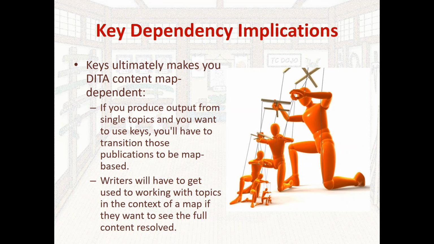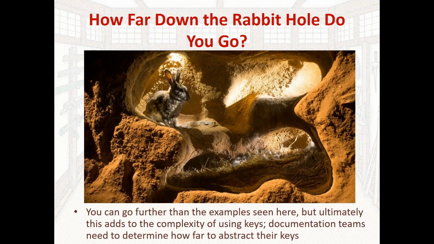And writers also have to get used to working with topics in the context of the map if they want to see the full content in the result. And then comes the next question: how far down the rabbit hole do you want to go? You can go further than the examples seen here in terms of complexity, but this ultimately adds to the complexity of using keys. Ultimately, documentation teams need to determine how far they want to abstract things.